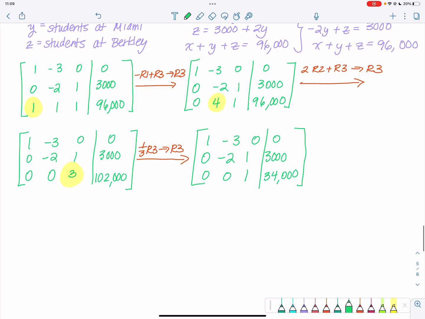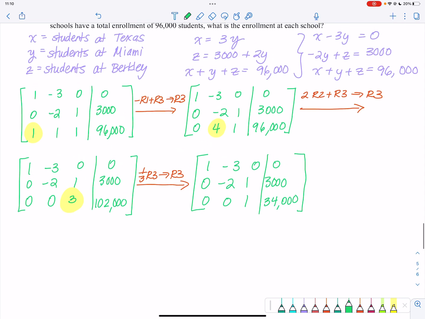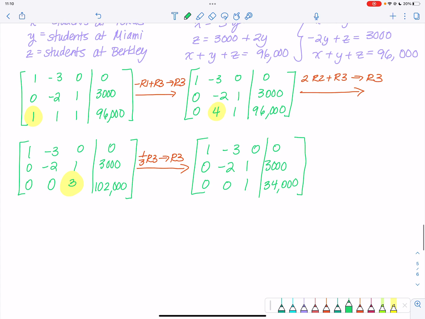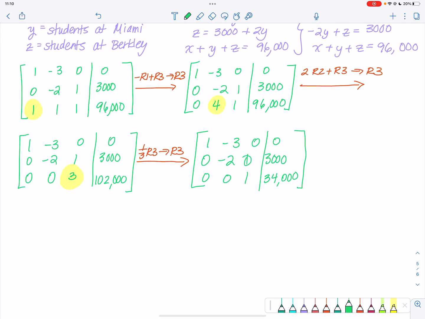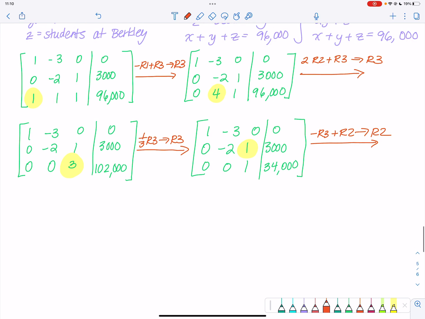Okay, so now what we can do is we could focus on this 1, and we could replace that with a 0. You can work in any order that you'd like. So what we're going to do now is we're going to take the opposite of row 3, add it to row 2, and that's what our new row 2 is going to be.